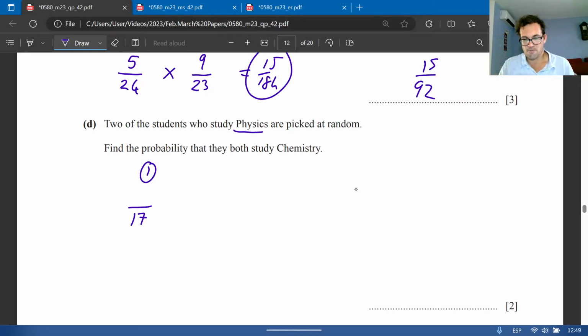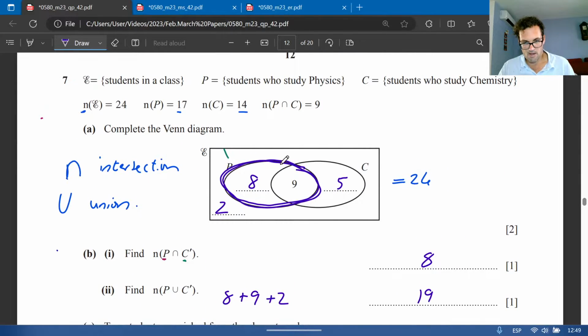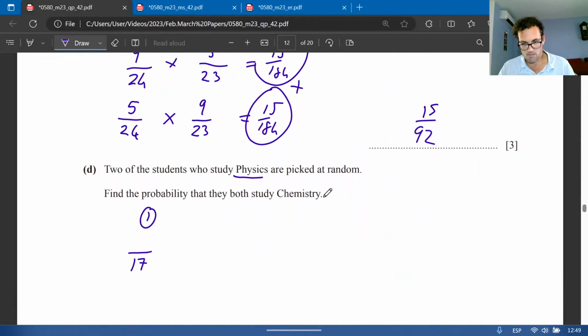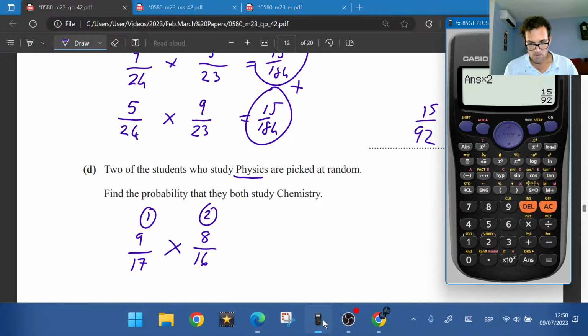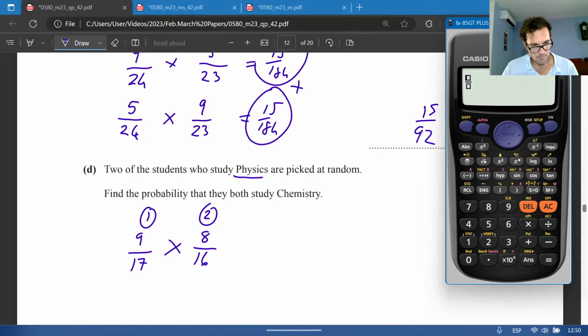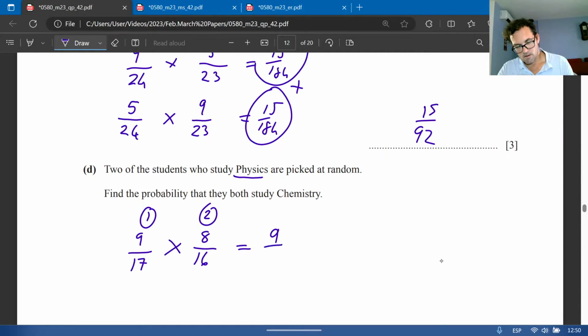Find the probability that both study chemistry. Okay, so there is 9 who study chemistry as well. So it's 9 out of 17. And then picking the second one, there's only 8 left studying chemistry, and there's only 16 left. Okay, again, so we have to have this and that. So we're going to multiply those two together. Which gives us 9 out of 34.